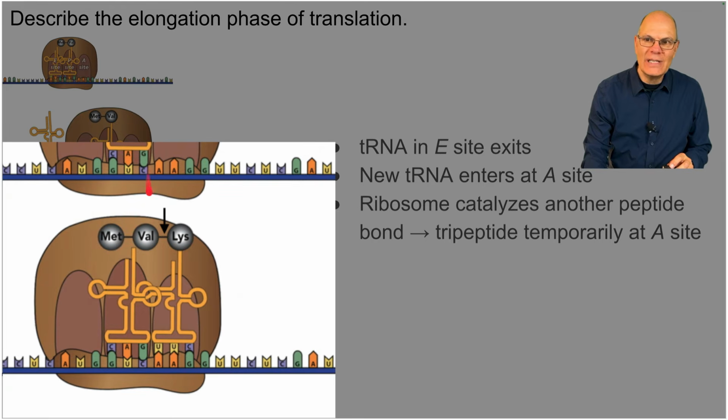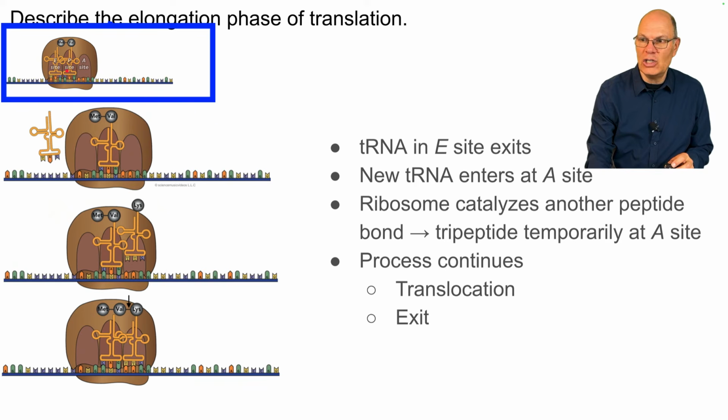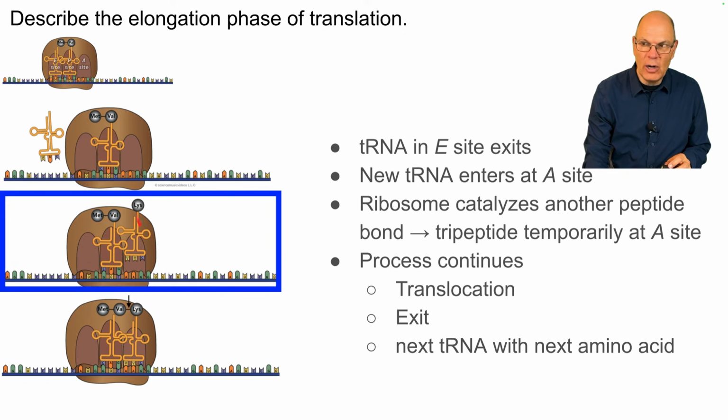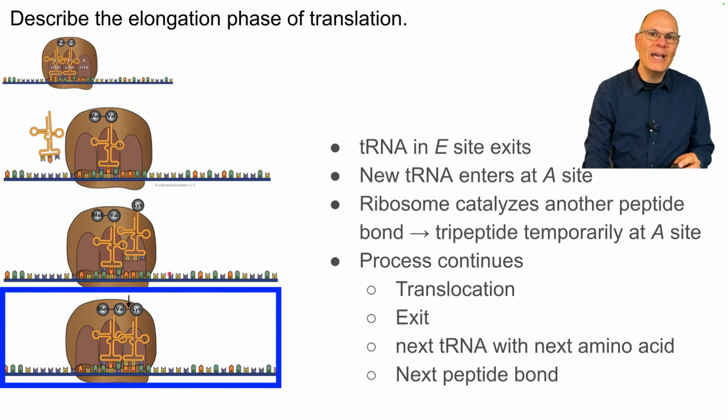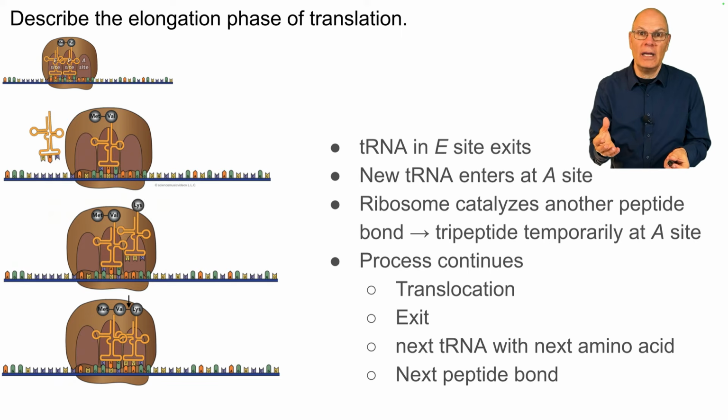The ribosome is going to catalyze a bond between that new amino acid and the existing dipeptide. So there's going to be a tripeptide that's temporarily at the A site, but the process is going to continue. It will be another round of translocation, followed by exit, followed by another tRNA that's charged with an amino acid coming in, followed by another peptide bond happening. And that continues along the entire length of the mRNA.